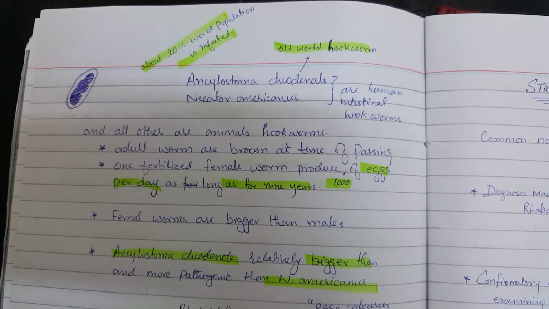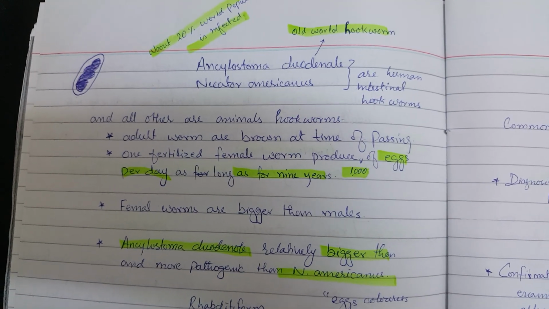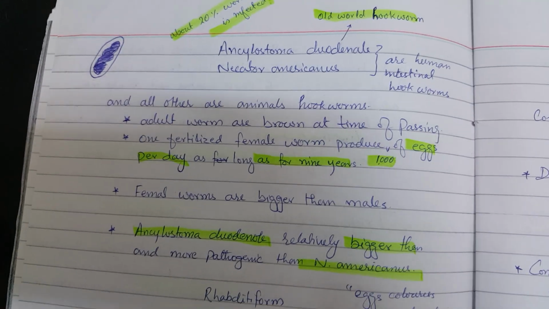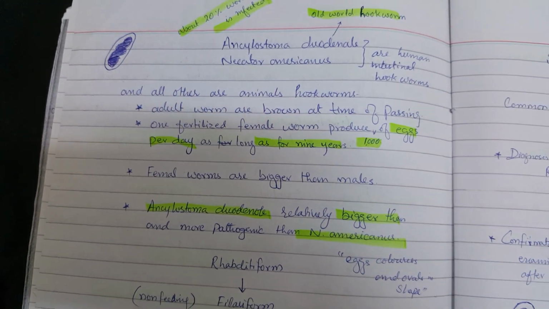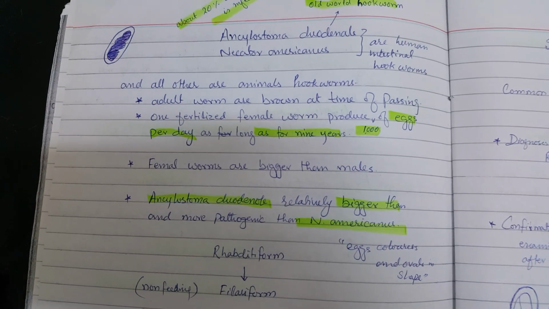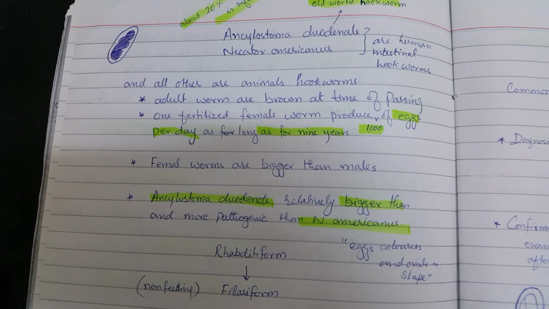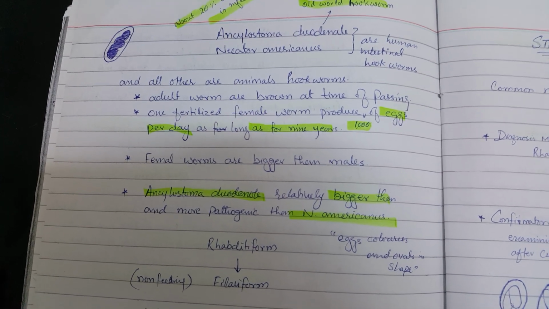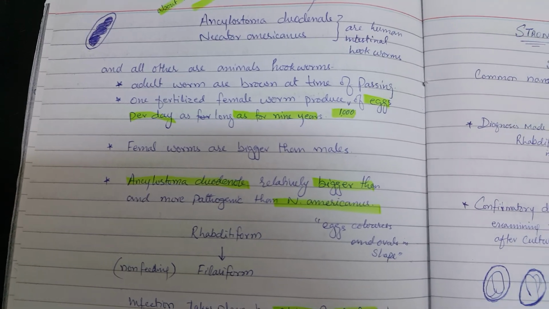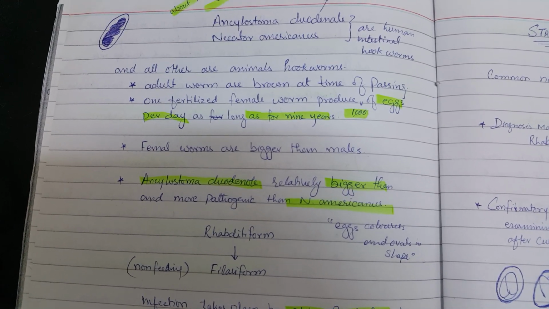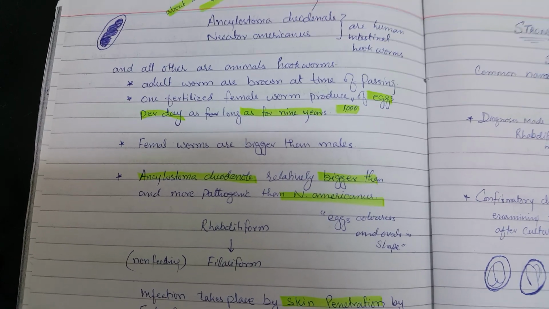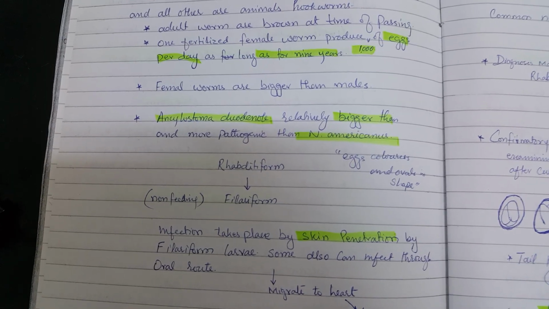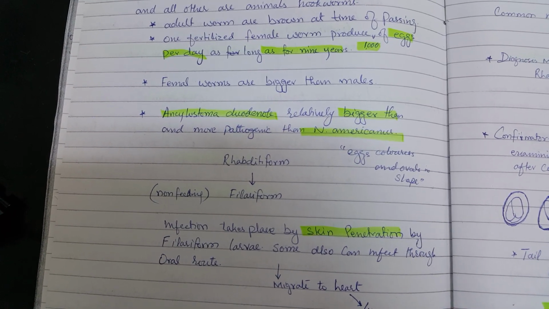About 20% of the world population is infected with this type of hookworm, and Necator americanus and Ancylostoma duodenale are human intestinal hookworms, and others are animal hookworms. Adult worms are brown at the time of passing. One fertilized female worm produces up to 1000 eggs per day for as long as 9 years. The female worm is bigger than the male, and Ancylostoma duodenale is relatively bigger and more pathogenic than Necator americanus.